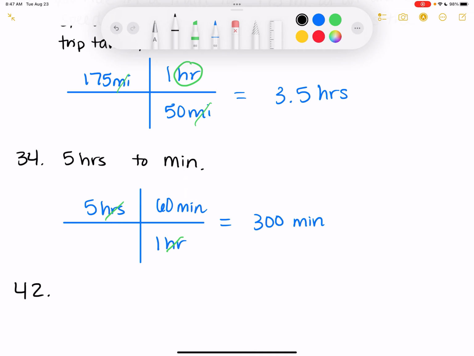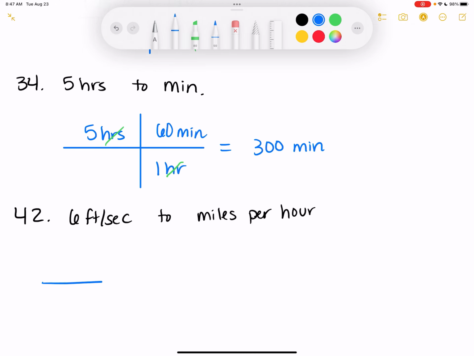Number 42. This one is just convert the rate into the given units. So this one's going to give you a rate like miles per hour, and then it's going to tell us what to convert it to. So this one gives us 6 feet per second, and it wants us to convert it to miles per hour. So with one like this one, we are going to have more than just the one little block that we're going to be filling in. We're going to have a couple because we have to convert not one thing but 2 things now.